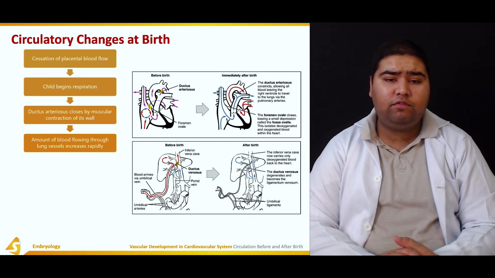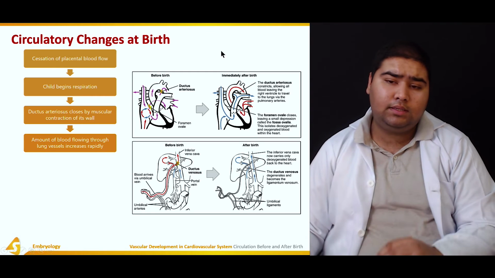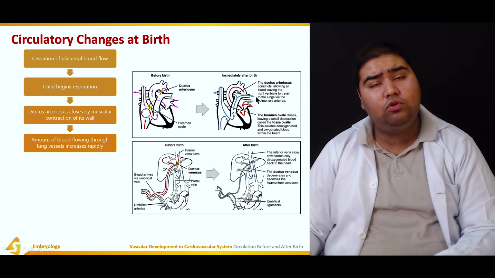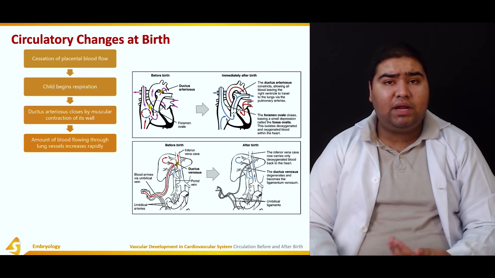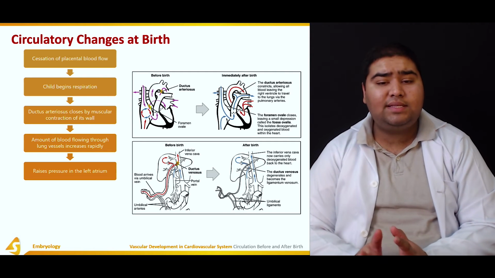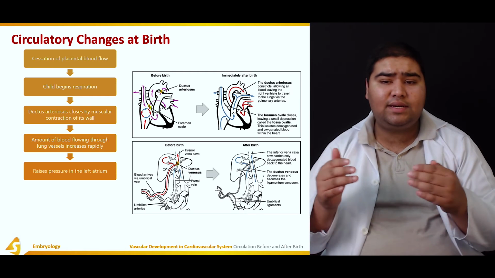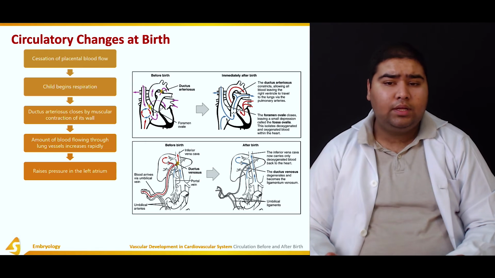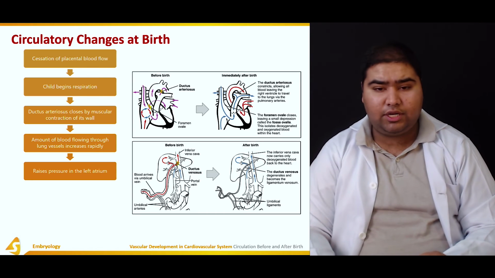The amount of blood flowing through the lung vessels increases rapidly. Since the ductus arteriosus has closed, now the blood that was supposed to go to the lungs is actually going to the lungs. So the blood flow through the lung vessels increases very rapidly. This raises pressure in the left atrium, as a result of which the blood returning into the left atrium also increases, because more blood is going within the left atrium.